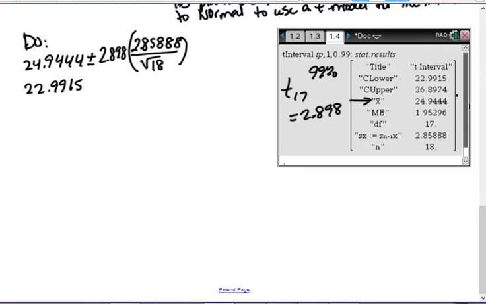And then I'm just going to write down my confidence interval, 22.9915, comma, and I forgot to do this on my last example. This is how you write the confidence interval once you have it, 26.8974. You just put smaller number, comma, larger number, and you just write it like that. Just like we did interval. It's basically interval notation is what it is.